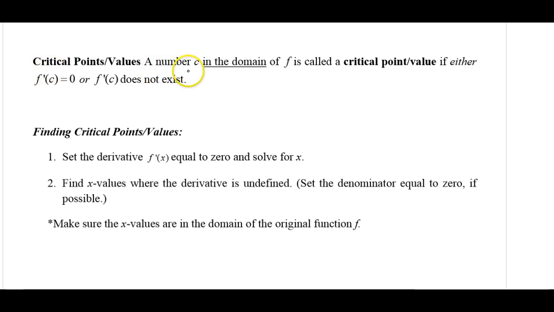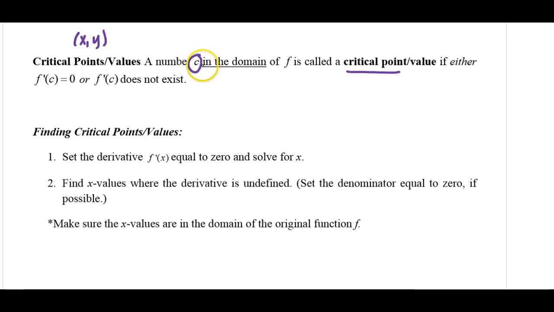If we have a number c in the domain of f, that number c is called a critical point or a critical value if either f prime of c equals 0 or if f prime of c does not exist. The typical terminology we're going to hear is critical point, even though that's a little bit flawed because a point is of the form x comma y, and you'll notice that we just said a number c is a critical point.